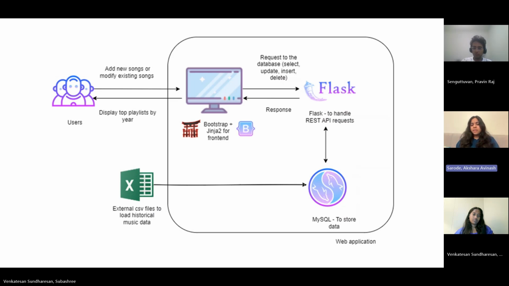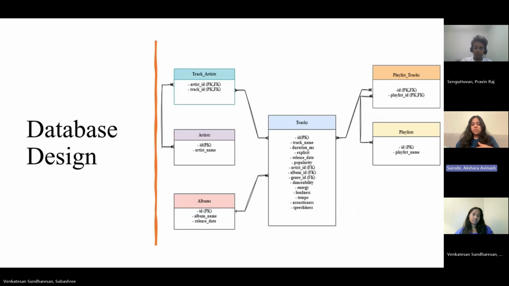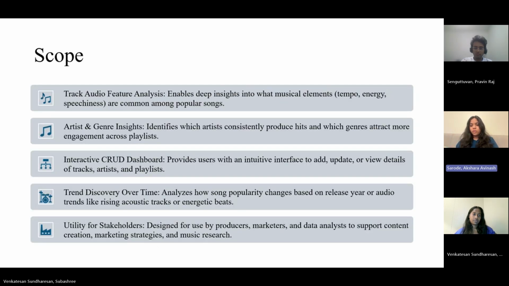So, moving on to the database design. The schema follows a fully normalized relational model, and the artists, albums, and everything are all linked with foreign keys. Many to many relationships are managed via track artists and playlist tracks using the junction tables. This structure allows a modular, scalable, and efficient querying while preventing data redundancy. The overall platform supports CRUD operations, analytical modules, and a clean user interface. So, yeah, moving on to the demo.